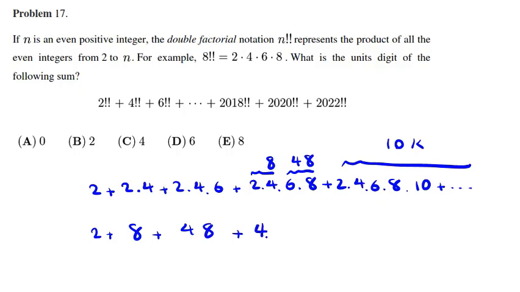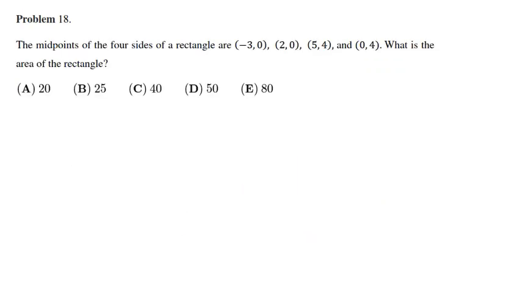8 times 8 is 64, you consider only 4. Also here you only consider 8. 8 plus 8 is 16, plus 4 is 20. 20 has 0 as its ones digit, so the answer is 2. So the answer is B.